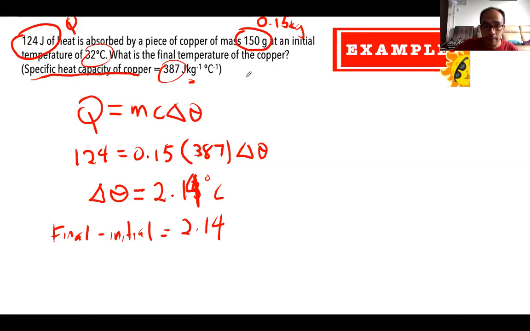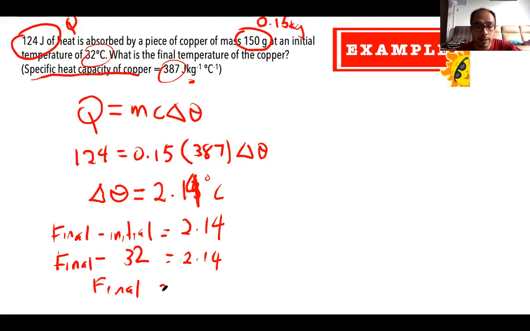Okay. So if our initial temperature is 32 degrees, can we calculate our final temperature? The difference in temperature is 2.14. So how much is our final temperature? How do I calculate this? When I move this over here, it becomes plus. So it will be 34.14 degrees Celsius. Okay, we're going to use degrees Celsius.